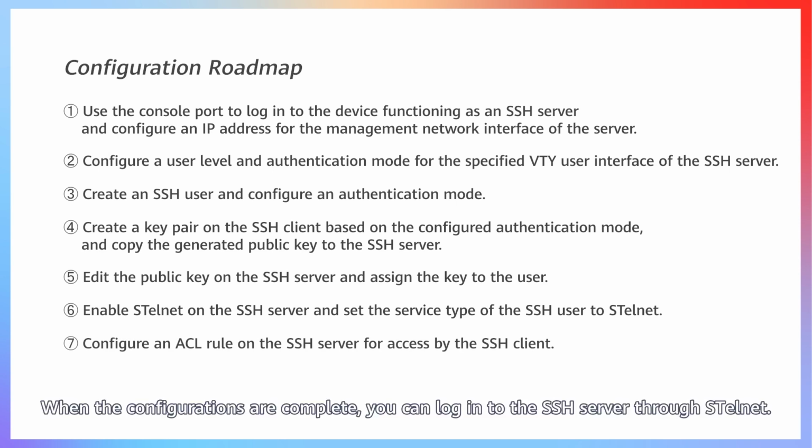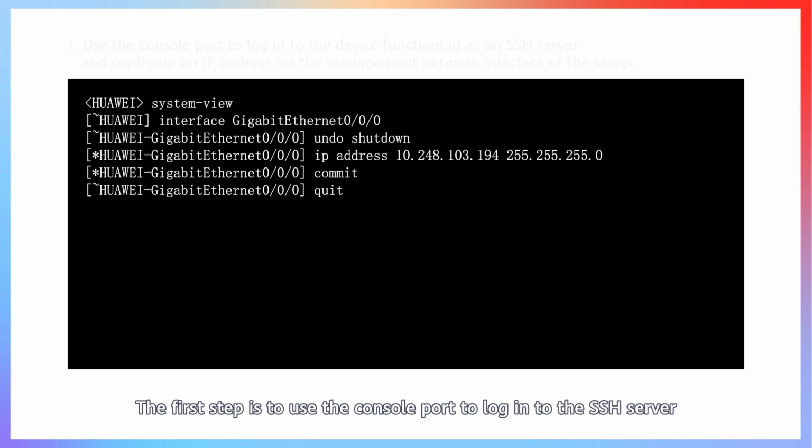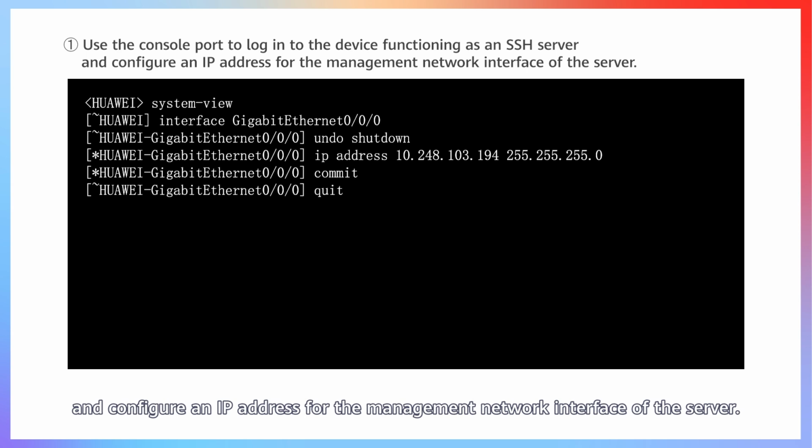When the configurations are complete, you can log in to the SSH server through STelnet. In this example, a NetEngine series router functions as an SSH server, and a PC functions as an SSH client to log in to the SSH server. The first step is to use the console port to log in to the SSH server and configure an IP address for the management network interface of the server.